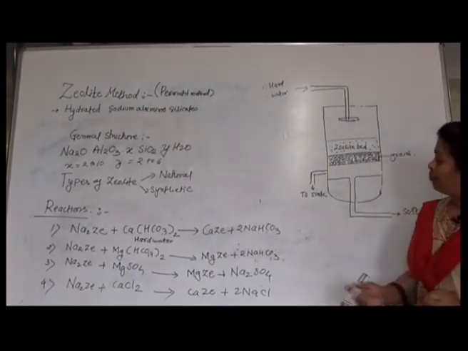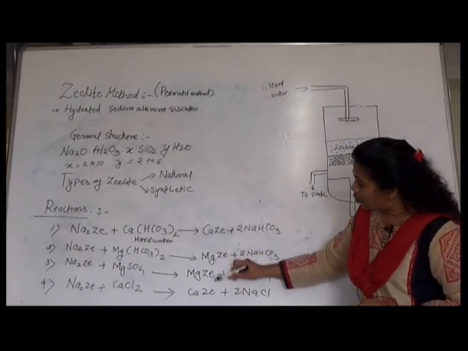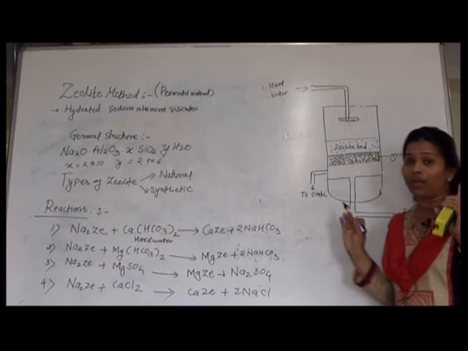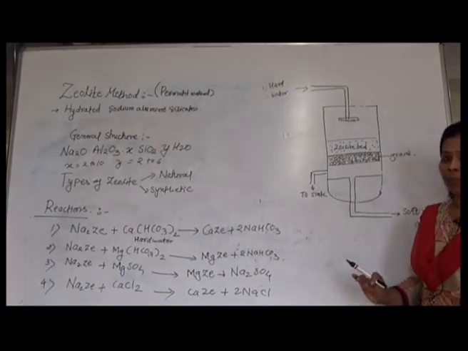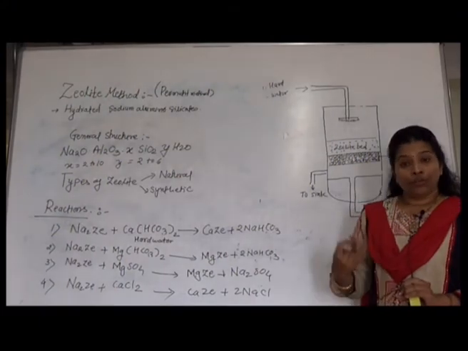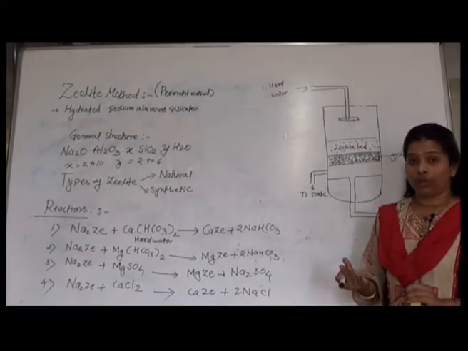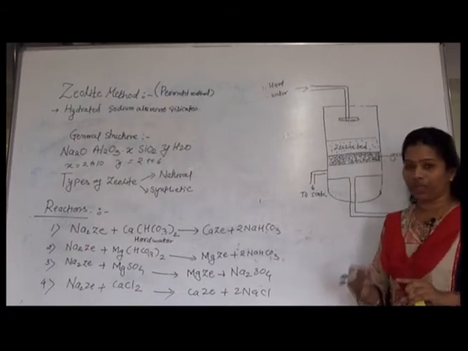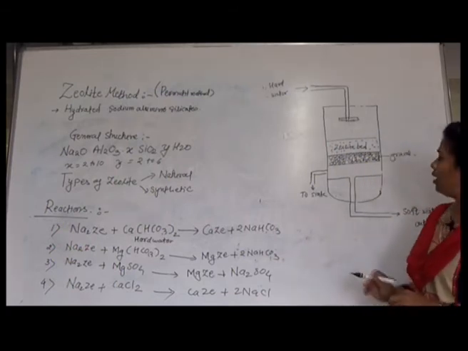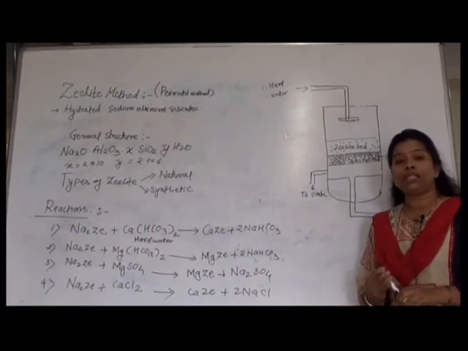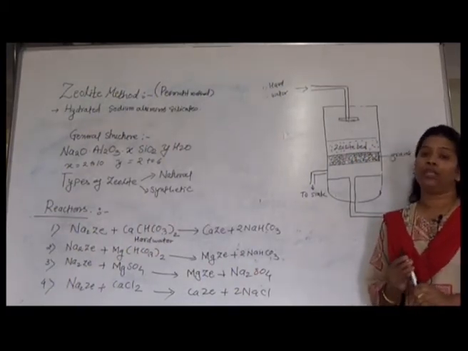After some time the zeolite gets exhausted, because of the formation of the exhausted zeolite, the functioning of that zeolite bed completely stops. So the regeneration is very important for the softening of the water, for converting the hard water into soft water. The regeneration is very essential here. So for that we can use concentrated 10% NaCl solution for the regeneration.